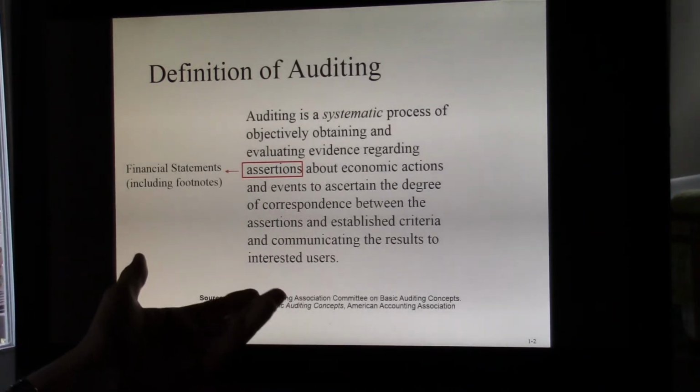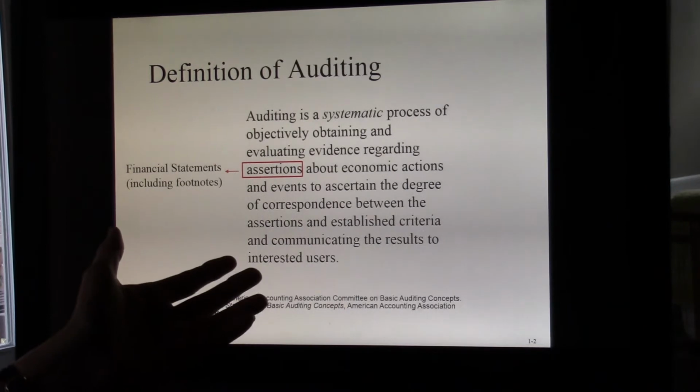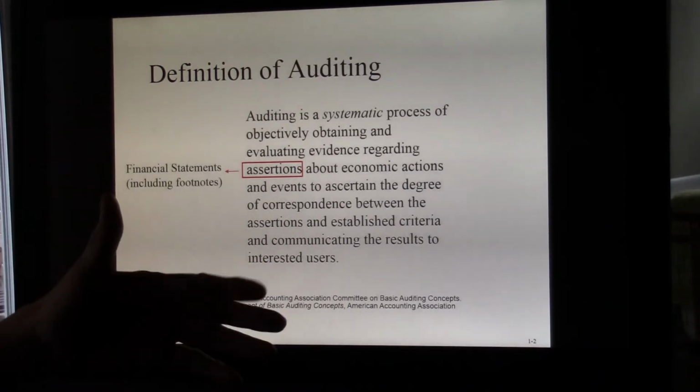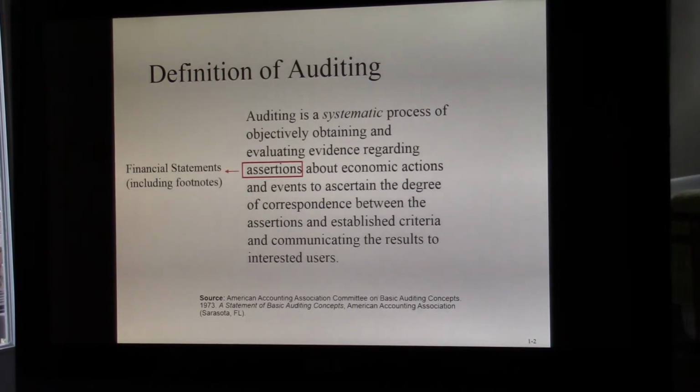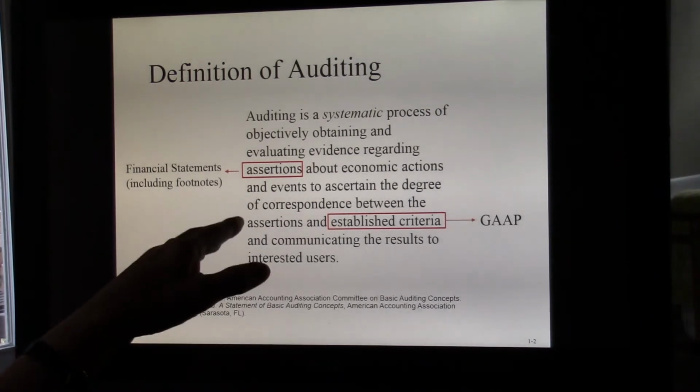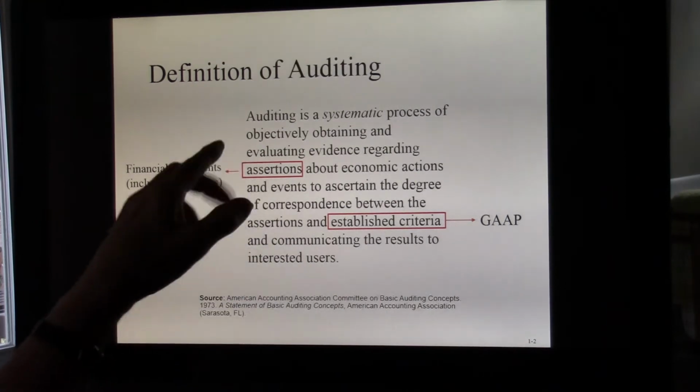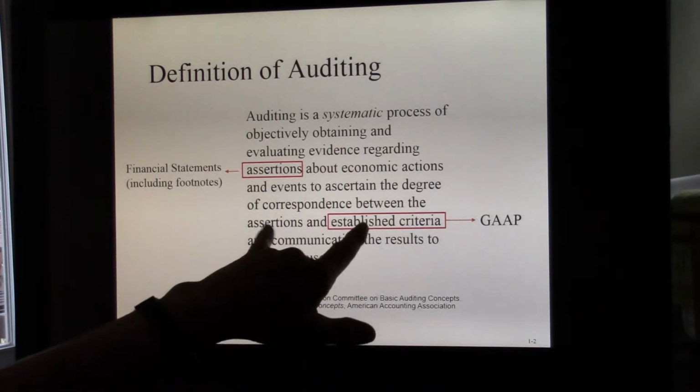So who makes them? Management. We're talking financial statements here. So management makes assertions. We get evidence about economic actions and events to ascertain the degree of correspondence between the assertions and established criteria.